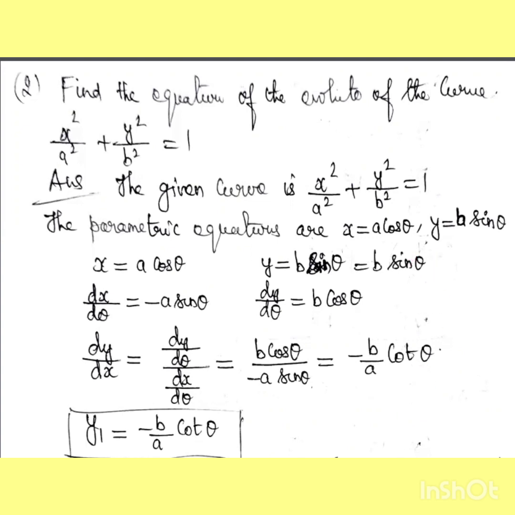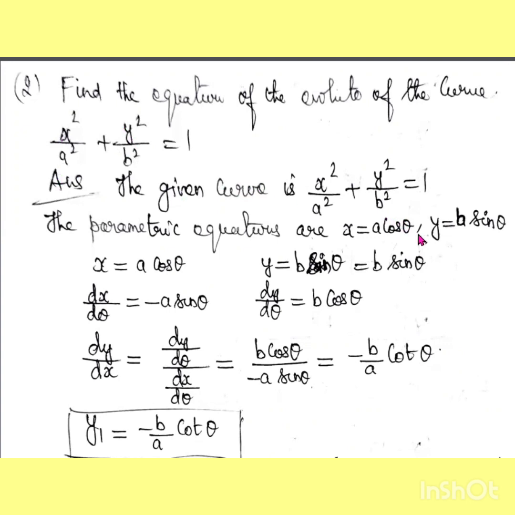Let us see a simple problem. Find the equation of the evolute of the curve x square by a square plus y square by b square is equal to 1. This is the ellipse equation. So we are going to find the evolute of the ellipse.